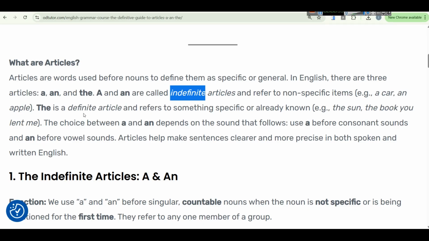The is a definite article and refers to something specific or already known. Example, the sun. It is already known to everyone. The book you lent me. It is already known that you lent me a book. The choice between a and an depends on the sound that follows. We use a before consonant sounds and an before vowel sounds.